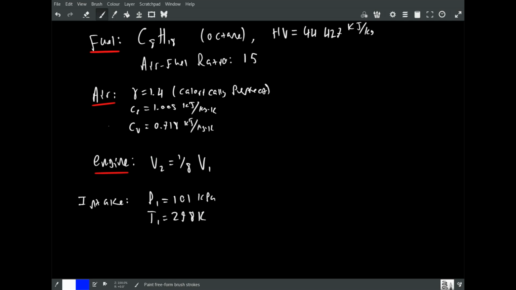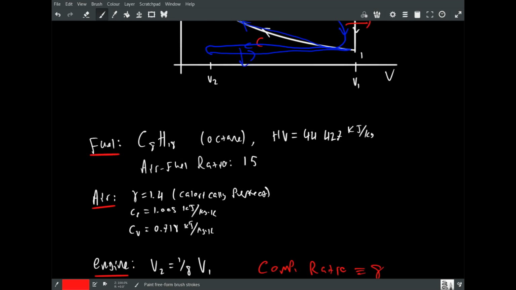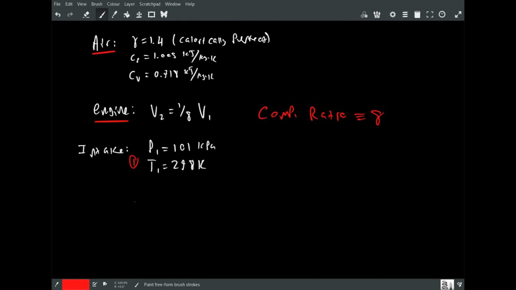Now our engine, these two volumes here, we have volume 2 being 1/8 of volume 1. So in other words, we can say that our compression ratio is 8, because our volume after compression is 1/8 of the initial volume of the cylinder. At intake, in other words, point 1 on the diagram up here, we have a pressure of 101 kilopascals and a temperature of 298 Kelvin, which is pretty close to what you would expect in a standard atmosphere, almost.